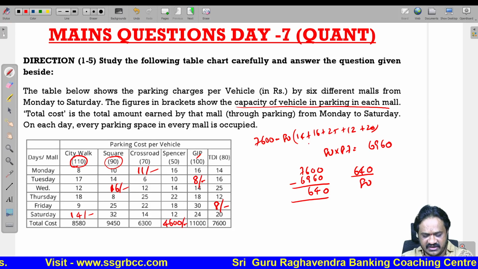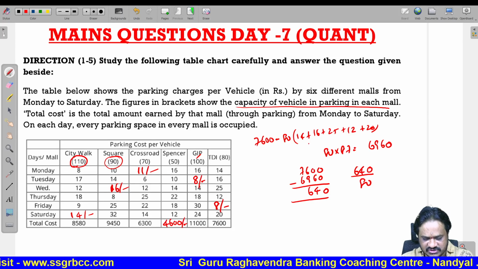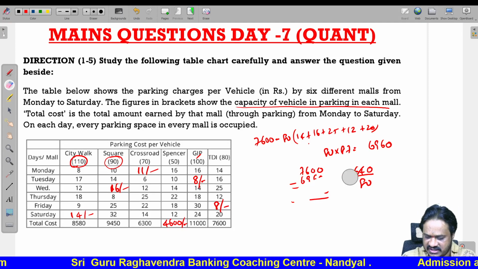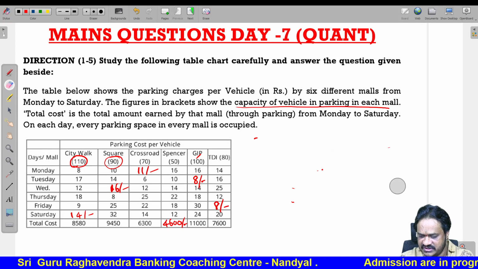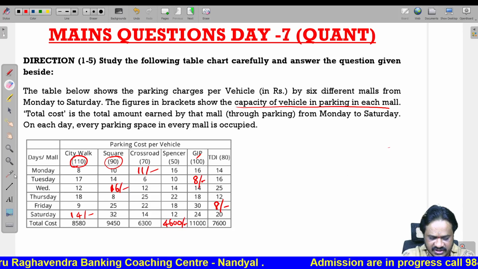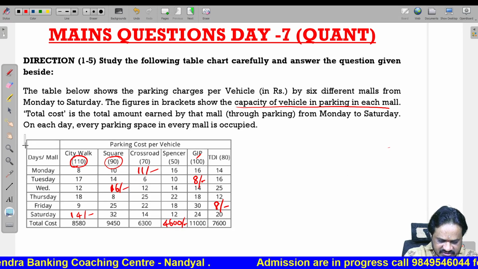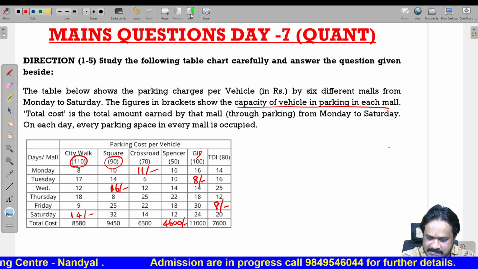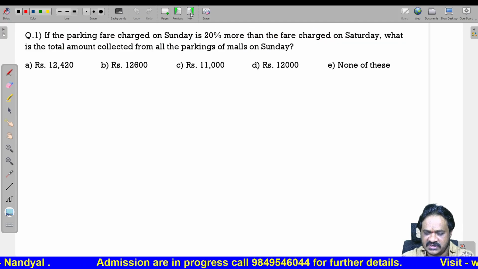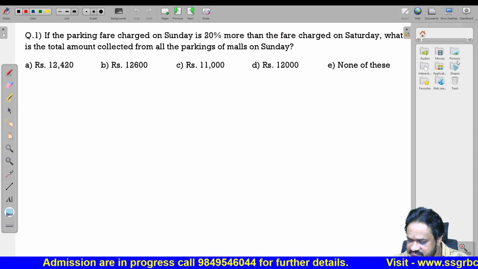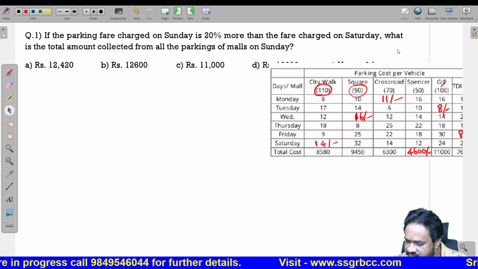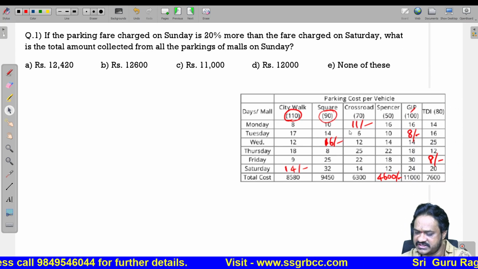This is the total values. Missing values also we calculated. Now based on this, we should answer the given questions. Now based on this table, we need to answer these questions. Now, let us see the first question.